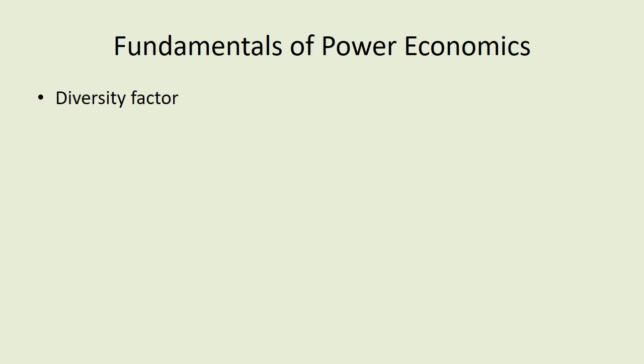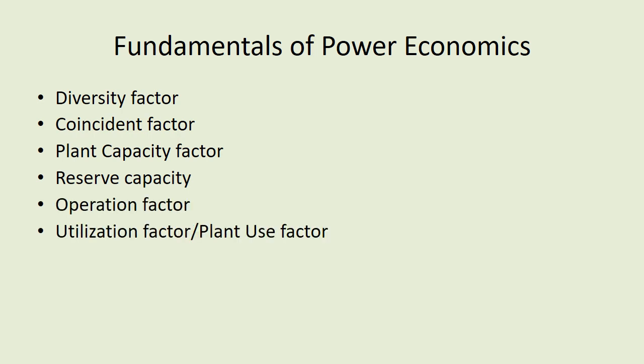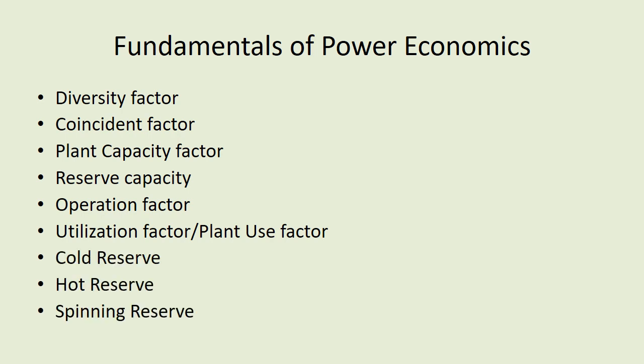So the first term is the diversity factor. This diversity factor I will be using again in one of the numericals in the next slide. It is the sum of individual maximum demands upon the simultaneous maximum demand. So I will be discussing that. The rest of the terms are coincident factor, plant capacity factor, reserve capacity factor, operation factor, utilization factor or plant use factor, cold reserve, hot reserve and spinning reserve.